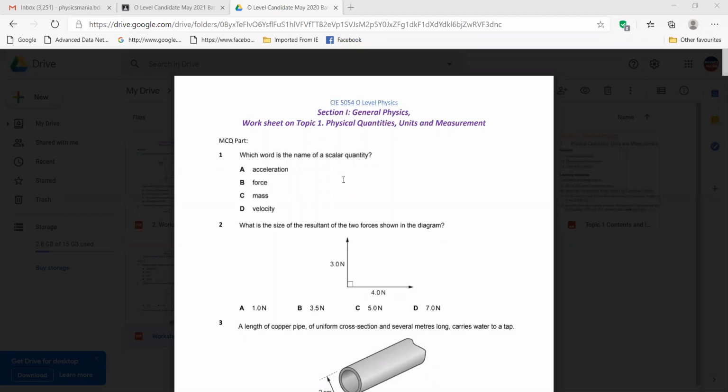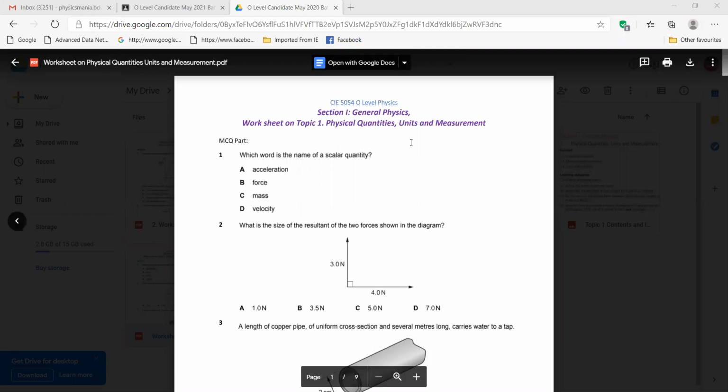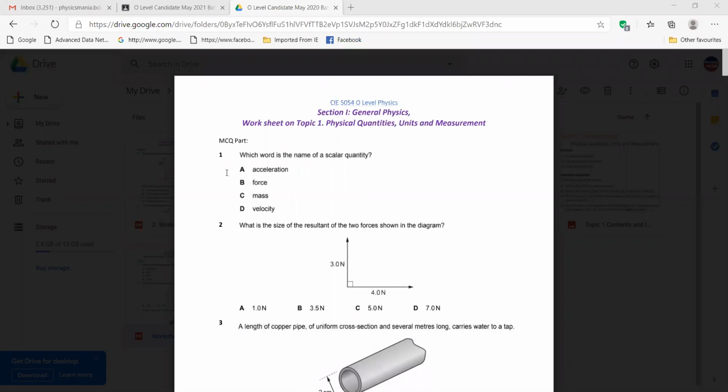Abir, look, the first question. Can you read the first question? Which word is the name of scalar quantity? Which one is scalar quantity here?